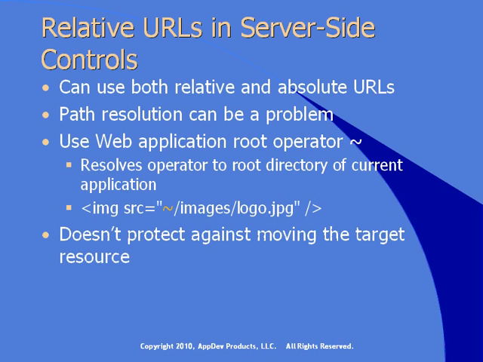Now, one caution about this. All bets are off if you move the target of the source attribute, the location of the image itself. If you put the logo.jpg in a subdirectory of the images directory, then, well, you have to change the URL, even if it's a relative URL. You just have to change them throughout the website. That's why it's worth taking some time to think through your site structure before creating too many pages and resources.